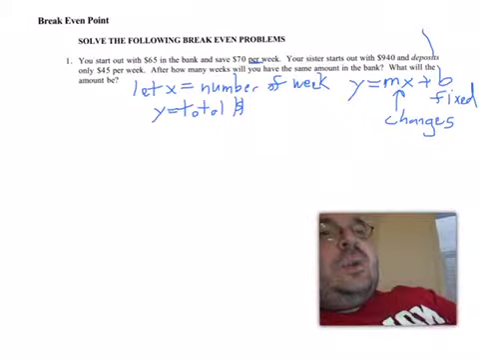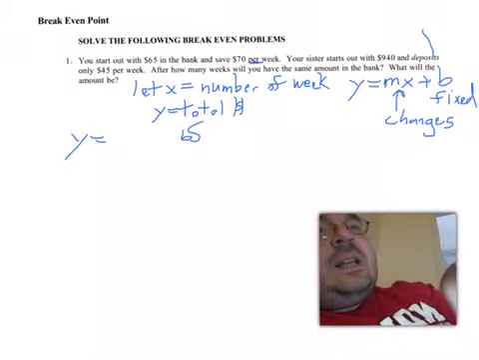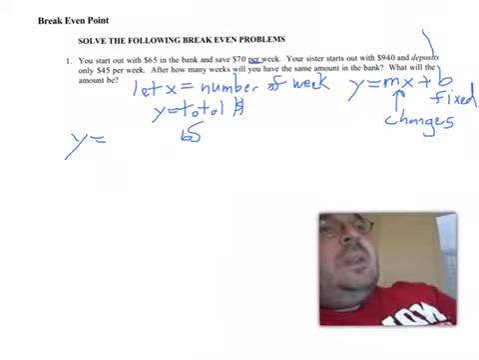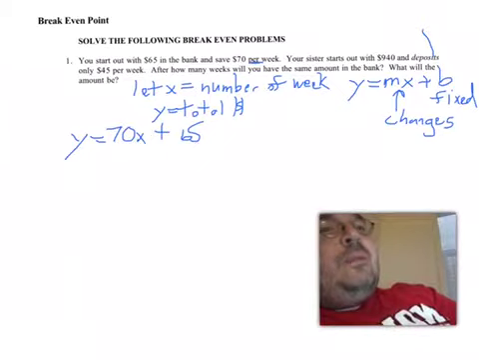So in my first equation, I've got y equals what? Well, I start out with 65, so that's going to go over here. And I save 70 per week, so that's going to be 70x, okay? And I have to add those up, and that's going to give me my total amount of money in the bank. So take the amount per week times the number of weeks, add in the fixed starting amount, and that gives you your total.